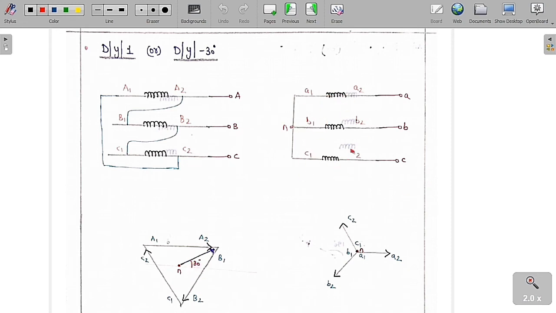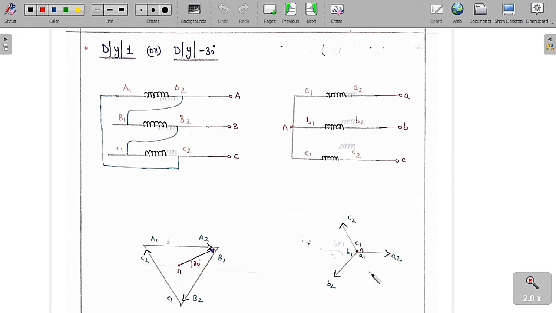Now I am going to draw the phasor diagram for the star connection. Here also A1, A2, B1, B2 and C1, C2. Now we are going to connect A1, B1 and C1 to a common point N, and we are taking supply from A2, B2, C2. So keep the arrows at A2, B2 and C2. Now you can see clearly this is a phase voltage, this is also a phase voltage.